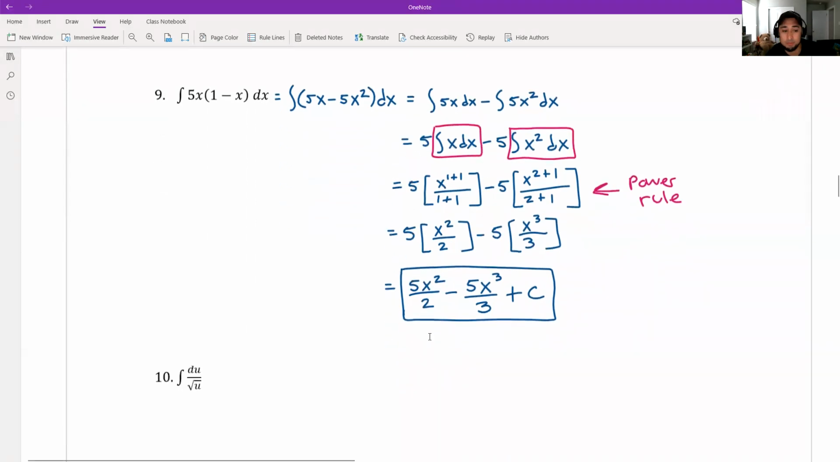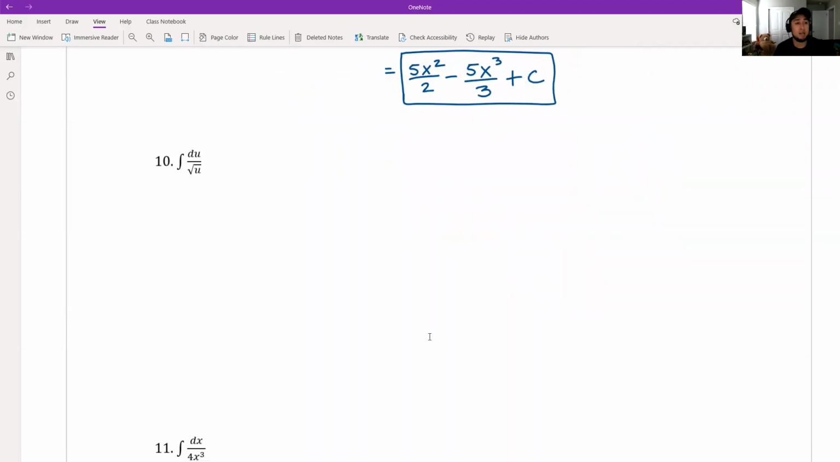Now, number 10. We have a lot of rewriting to do before we get to this antiderivative. The method we have to use is take that square root of u and bring it to the numerator. So first thing we're going to do is rewrite it. I'm going to have the integral of du over u to the 1/2. Remember that? Square root of x is x to the 1/2. Now the next thing we're going to do is flip it to the numerator. So this becomes the integral of u to the negative 1/2 du.